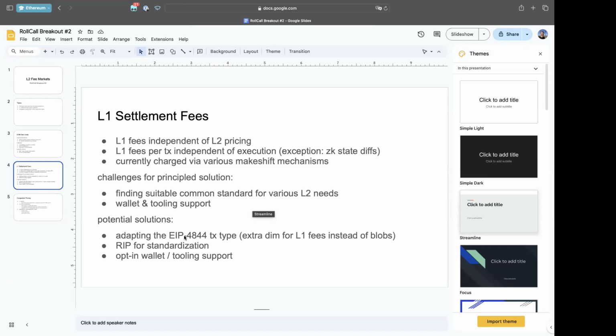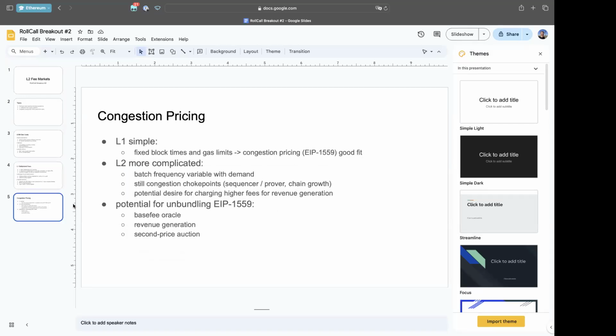The nice thing is if there was such a transaction type, it would be completely optional, right? So as long as wallets want to keep using the old ones, that's perfectly fine. But then maybe over time, we could see slow adoption of that transaction type if it makes sense to introduce that. And then the last topic, just to briefly mention it, congestion pricing.